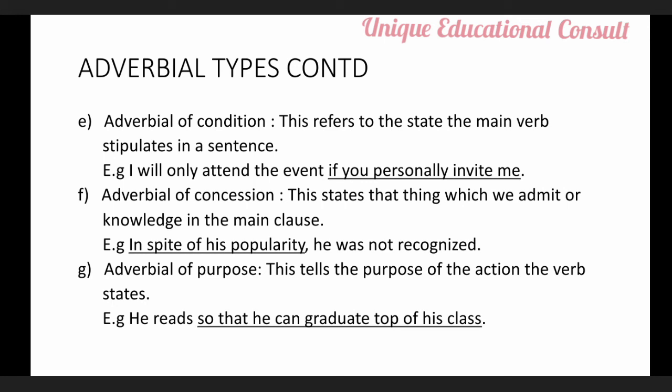Another one is adverbial clause of purpose. This tells the purpose of the action the verb states. The sentence example is, "He reads so that he can graduate top of his class." What is the purpose of the person reading? Or what is the essence of reading? It is because that person wants to come first in the class. That is the reason. So these are the types of adverbial clauses that we have in the English language.